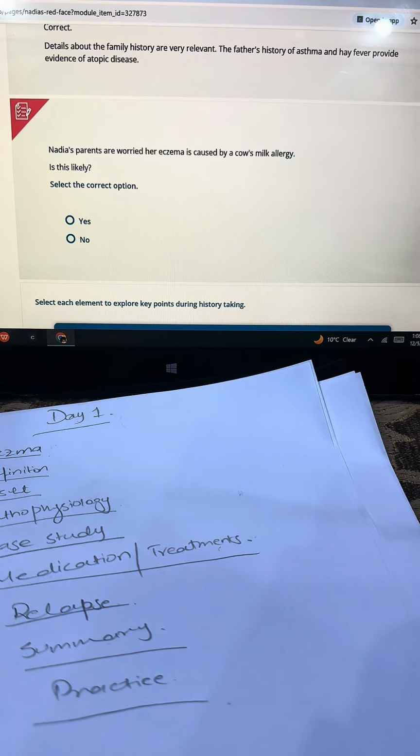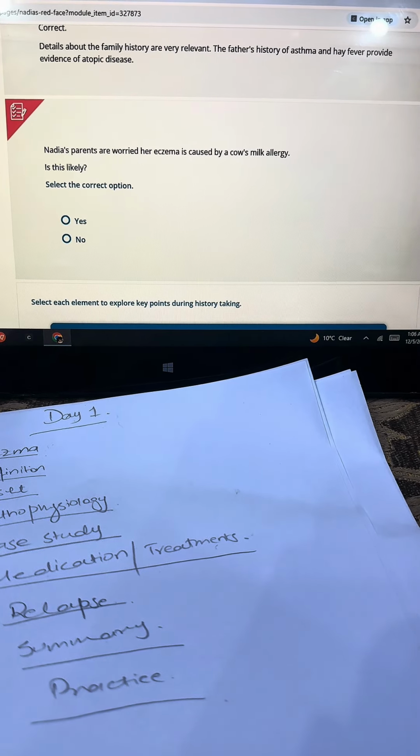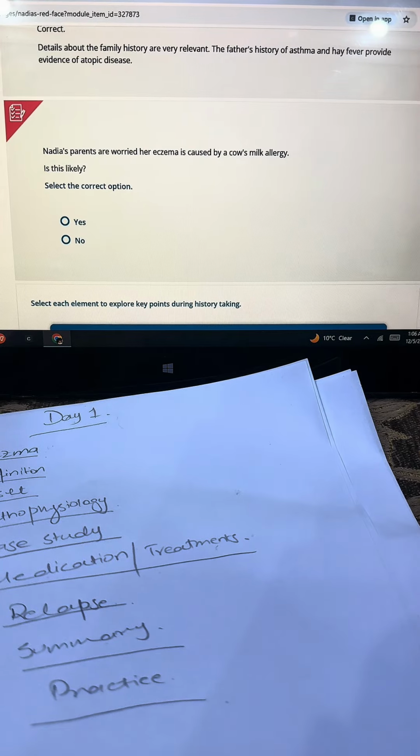Nadia's parents are worried her eczema is caused by a cow milk allergy. No.